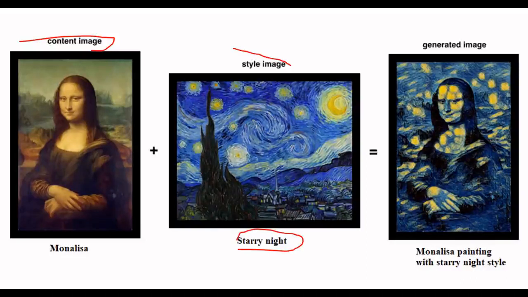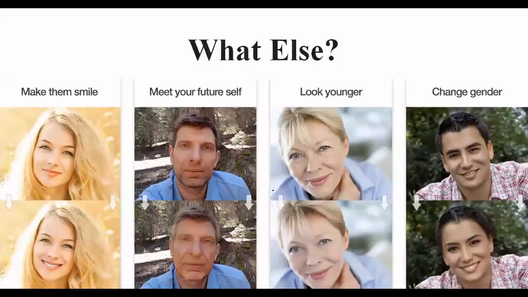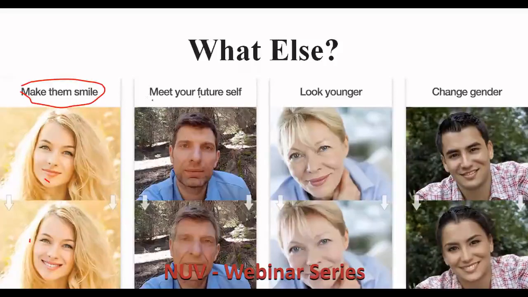What else can we do with the face? We can make people smile. You can change the facial expression of the person. This is the original image, and this is the generated image with a smile. So you can make an artificial smile. You can meet your future self, how you look in the future. This is the original image, and you can make your image after 20 years, 30 years, 40 years.